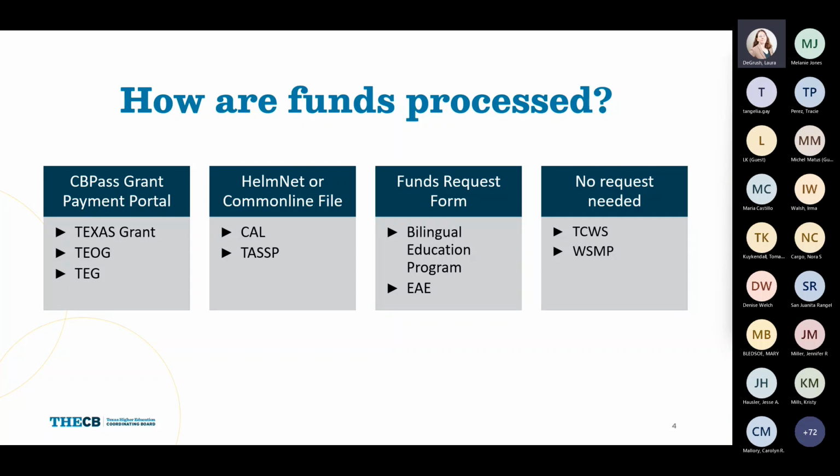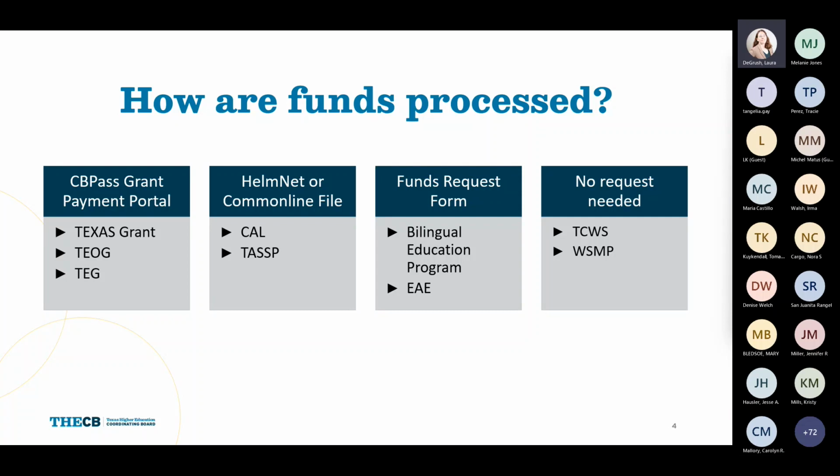We also like to mention there are some avenues where funds aren't requested. It's a very separate process. The work study programs, such as the Texas College Work Study and the Work Study Student Mentorship Program, are a very different process. Those don't require requesting access, but they are programs that you opt in to participate in. So it's distinct, and we're looking at that a little separately.